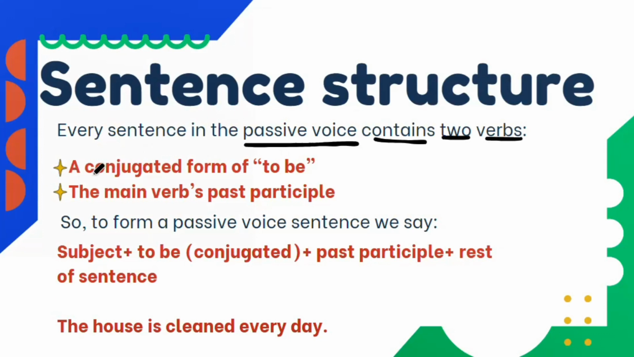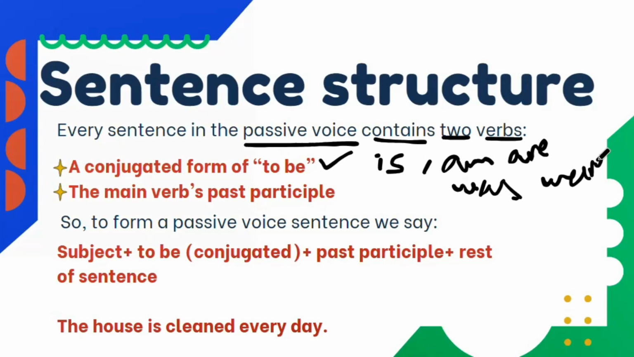The first is the be verb. The conjugated forms of the be verb are is, am, are, was, were, been, and being. Whenever I talk about tenses, whenever I talk about sentence structure, I always mention that the be verb is the most important verb in the English language.